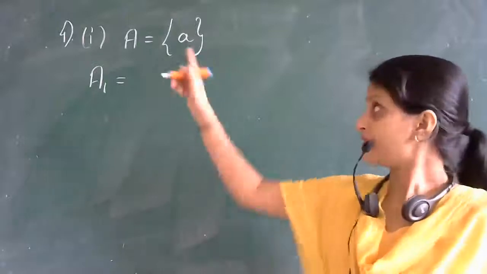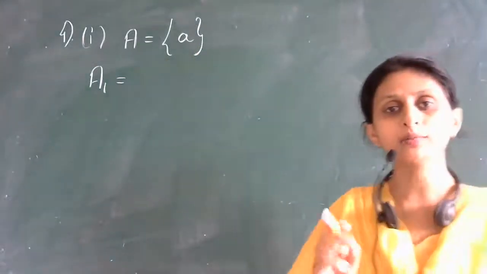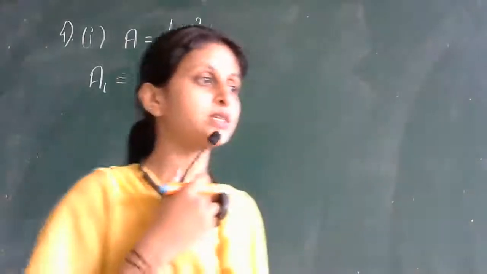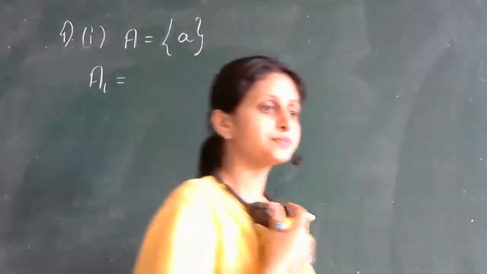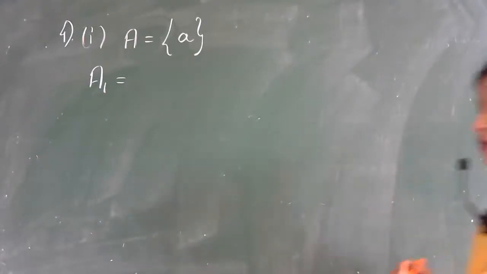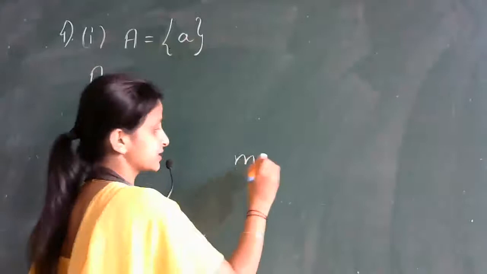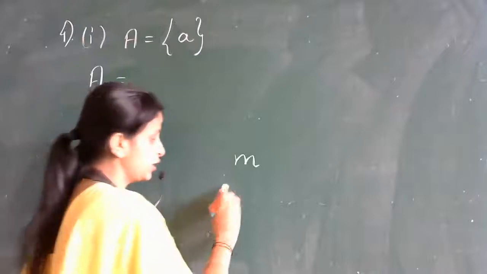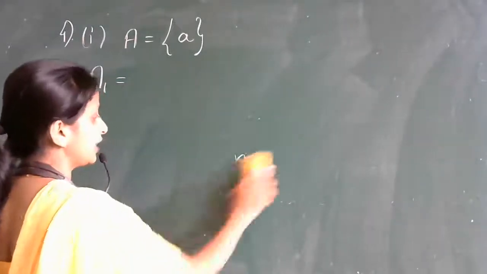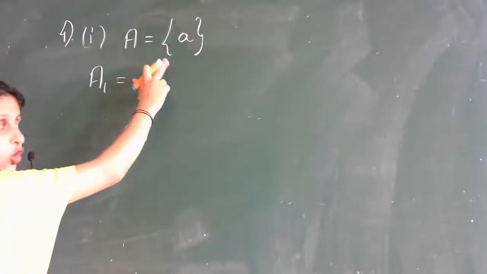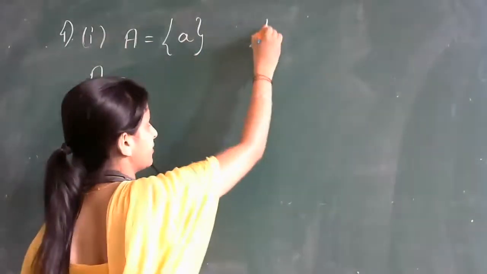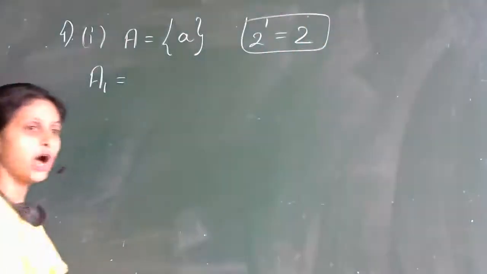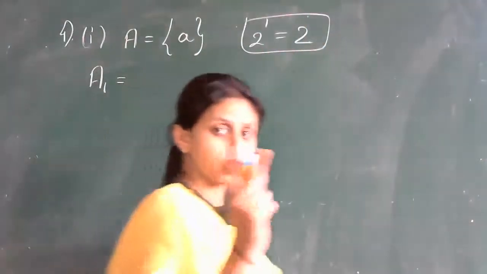Now if it has one element, then what is the total number of subsets it will have, students? See, I already told you. If a set has m elements, then total number of subsets possible for that set will be 2 to the power m, right? So here, since this set is having only single element, total number of subsets possible for this set is 2 to the power 1, that is 2. There are 2 possible subsets.